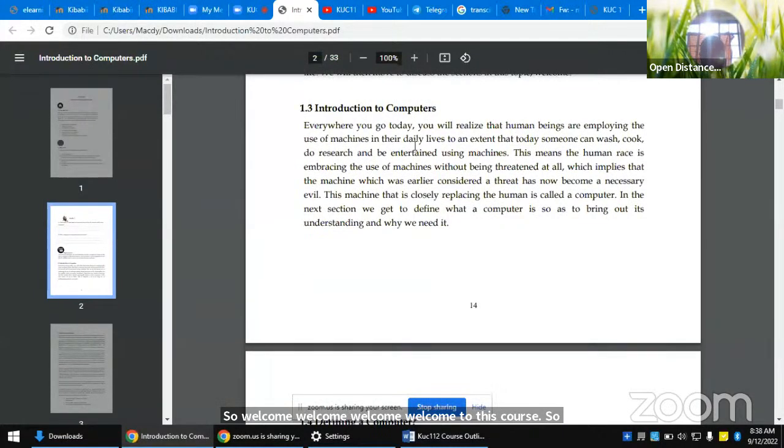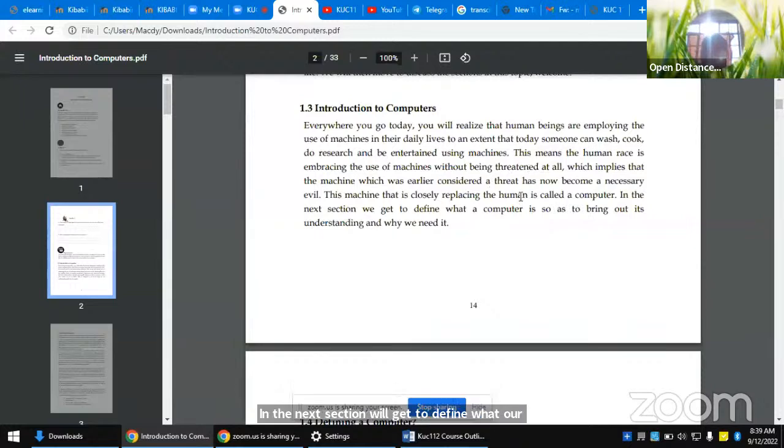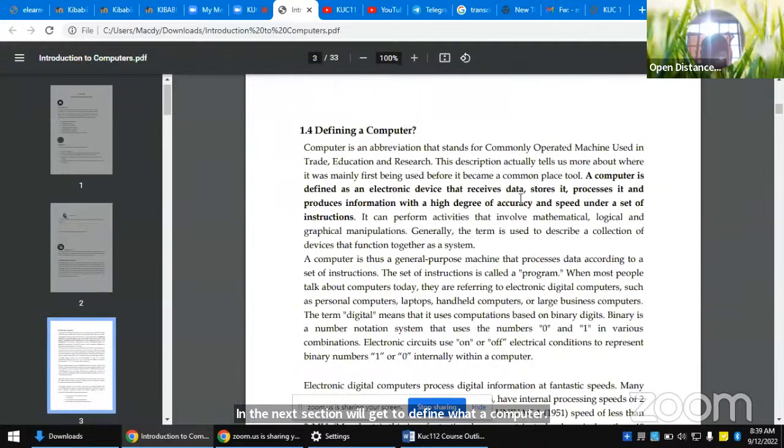Introduction to computers. Everywhere you go today, we realize that humans are employing the use of machines in their daily lives, to an extent that today someone can wash, cook, do research, and entertain using machines. This means that the human race is embracing the use of machines without being threatened at all, which implies that the machine, which was earlier considered a threat, has now become a necessary evil. So this machine that is closely replacing the human is called a computer. In the next section, we'll get to define what a computer is so as to bring out its understanding and why we need it. So what comes into your mind when you talk about a computer?